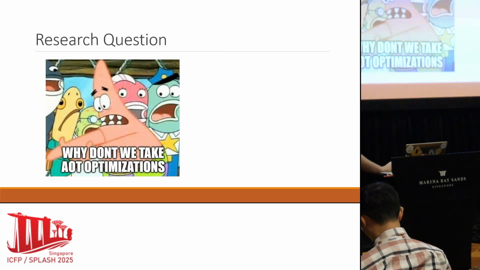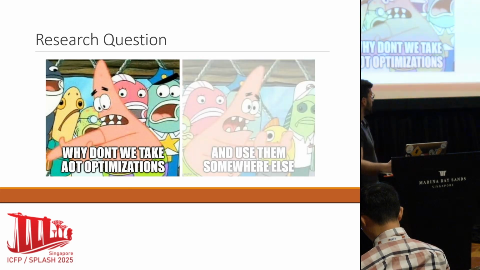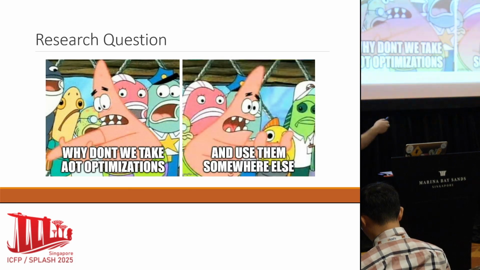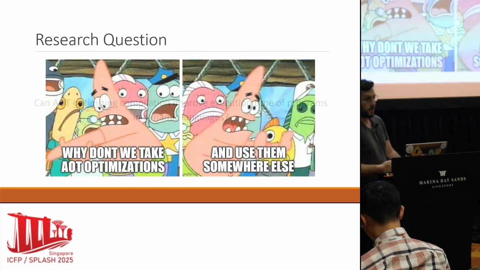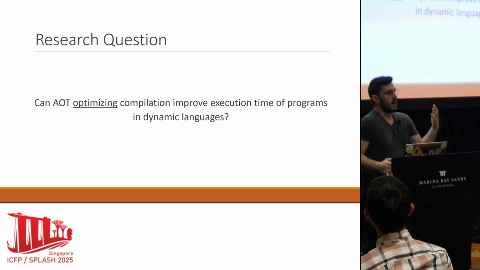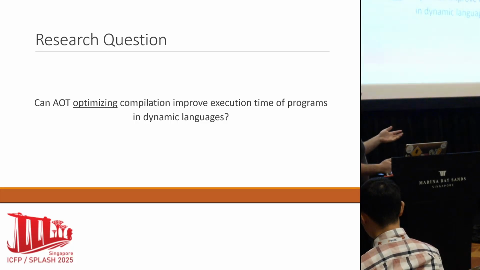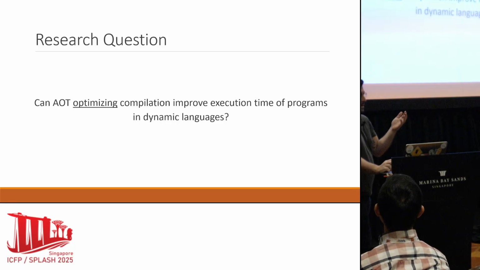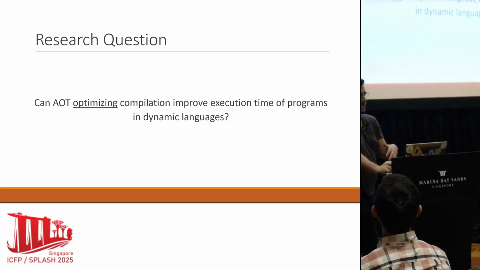So we thought, how about we try to take these ahead-of-time optimizations that a compiler usually performs and take them into the world of dynamic languages, okay? To be more precise, can we get better performance using an optimizing ahead-of-time compilation for these dynamic languages?